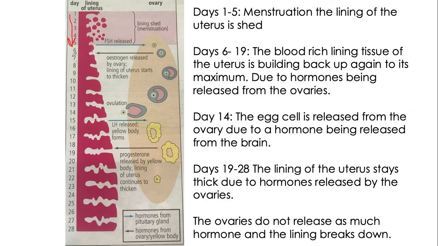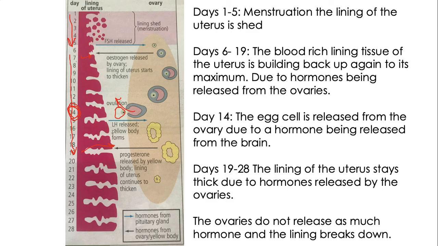Okay, so from days 6 to 14, the blood-rich lining of the uterus is getting thicker and thicker and thicker until it reaches its maximum. So it's thicker from it being very thin. But a very special thing happens on day 14. Ovulation happens. Now, as I say, in some individuals it could be day 12 or day 18, but it's roughly halfway through the cycle, ovulation happens and an egg cell is released from the ovary.